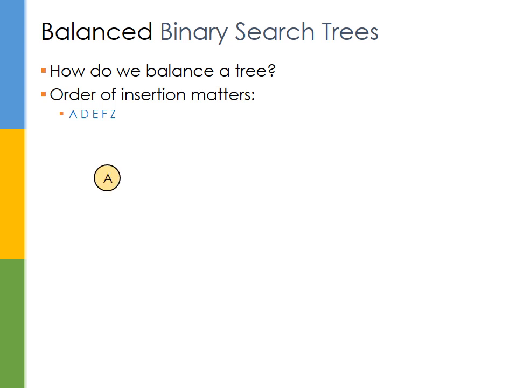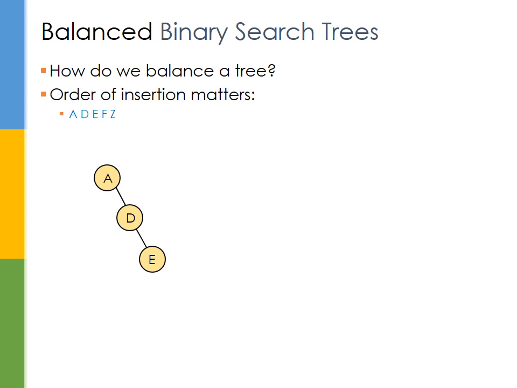First of all, we insert A, so A of course becomes the root of our tree. Then we insert D. D is alphabetically after A, so that will be inserted as the right child of the root node. Then we insert E, so E becomes the right child of node D because it is alphabetically after both A and D.